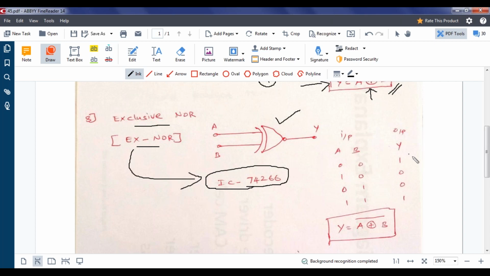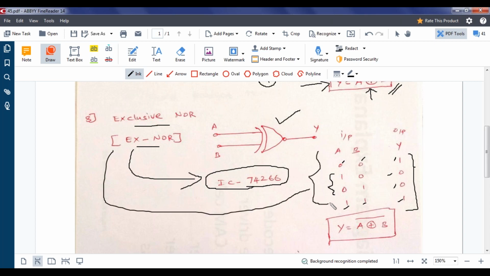Next we are going for the truth table. If both the inputs are 0, your output is 1. If both the inputs are 1, your output is 1. In the rest of the cases your output is low, I mean 0. So this is the truth table of your exclusive NOR.